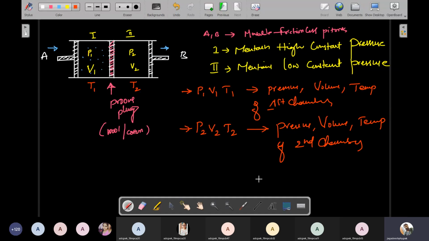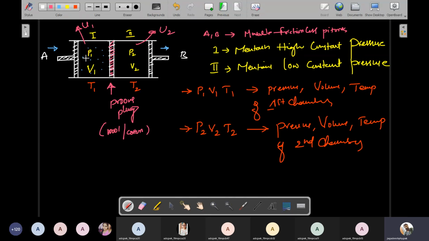Pressure, volume, temperature of the second chamber. Similarly, suppose the ideal gas in chamber 1 is maintained at internal energy U1. Suppose the internal energy of this gas is U1 and the internal energy of the second chamber is U2. Here U1, U2 are the initial and final energy of unit mass of the gas before and after passing through the porous plug.